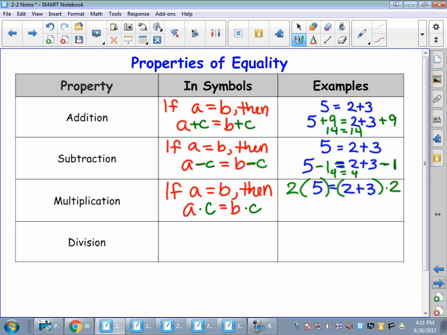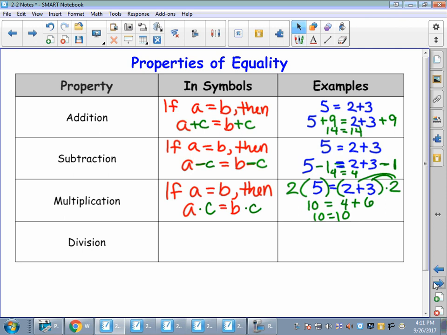this left side got twice as big, which is 10. The right-hand side, I can distribute the 2 if I wanted to. 2 times 2 is 4, plus 2 times 3 is 6, and you can see that we still have balance. It looks different, but in the end, they're equivalent.